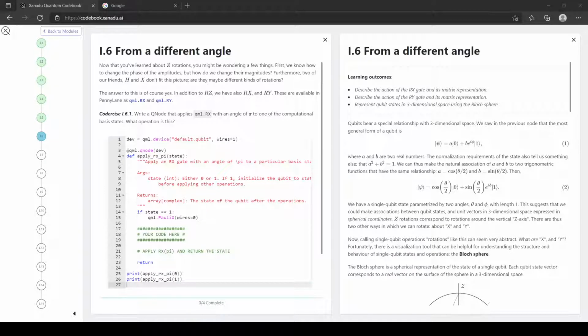All right, we're back at the Xanadu Quantum Codebook, and we will be continuing exactly from where we left off, which is section 8I, which is introduction, if I remember correctly, 6. So previously we were talking about phase things, Z gates, S gates, T gates, but now I think we're talking about more general rotations.